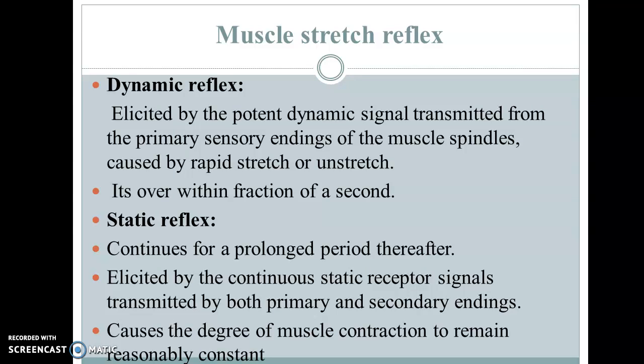This again will be of two types. We have just discussed what a static response and a dynamic response are. The dynamic response is a rapid response, elicited by the potent dynamic signal transmitted from the primary sensory endings of the muscle spindle due to rapid stretch or unstretch, and it occurs within a fraction of a second. Whereas the static response continues for a prolonged period thereafter, elicited by the continuous static receptor signals transmitted by both primary and secondary endings, and it causes the degree of muscle contraction to remain reasonably constant.